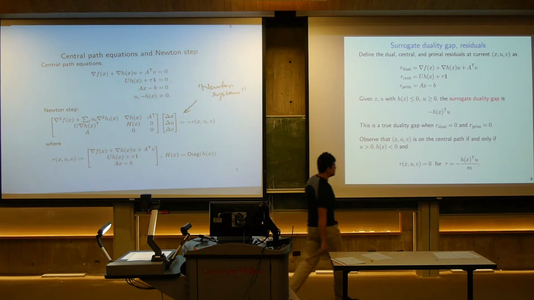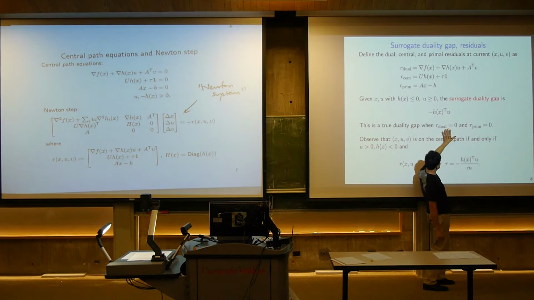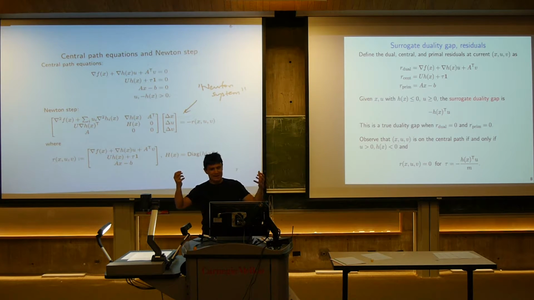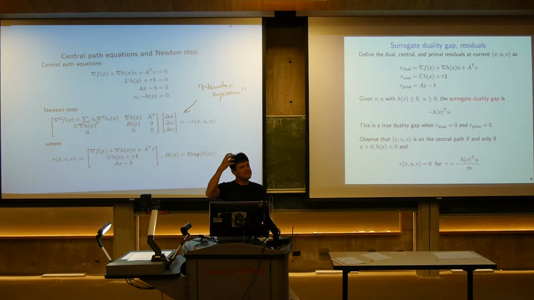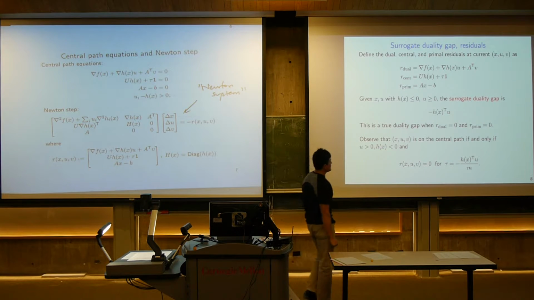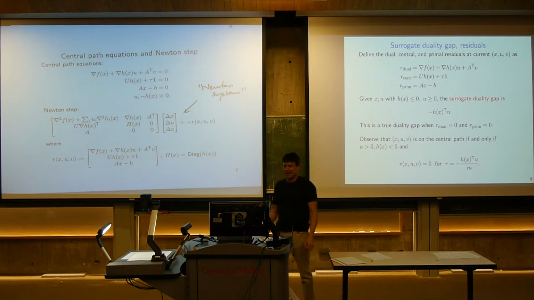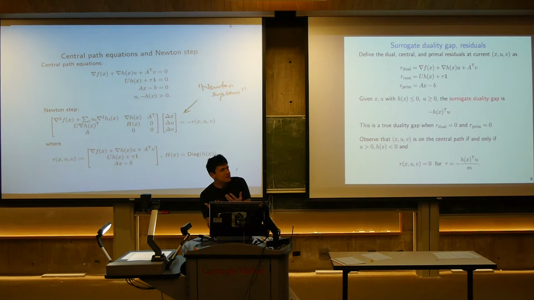Okay? It would be a duality gap if both the primal constraints hold and the dual constraints hold. So if we had both R primal and R dual equal to 0, then x would be a primal feasible point, and u, v would be a dual feasible point, and that thing, minus h transpose u, would be the difference between f of x and the dual function. So if we had residuals equal to 0, this would be a genuine duality gap. Since typically we are not going to have the residuals equal to 0, it's not a duality gap, but it's kind of like a fake duality gap, so we call it a surrogate duality gap.